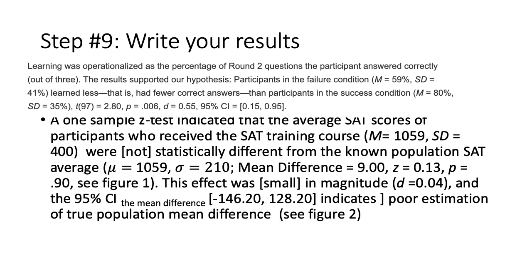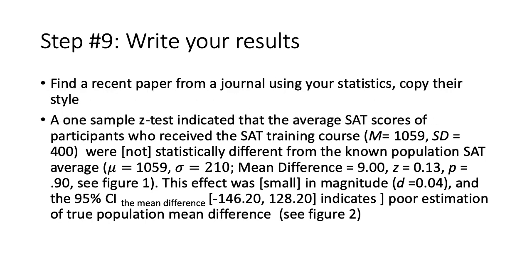I'm choosing a journal called Psychological Science that does use APA, but even there, it's not always clear, and I'm pointing this out with the p-value and the Cohen's d and all that. So essentially, here's my description of our results. A one-sample z-test indicated that the average SAT scores of participants who received the SAT training course, I insert my means and standard deviation. I did not put in decimal places here because these numbers didn't have decimal places in them, and sometimes it's misleading to include decimal places.